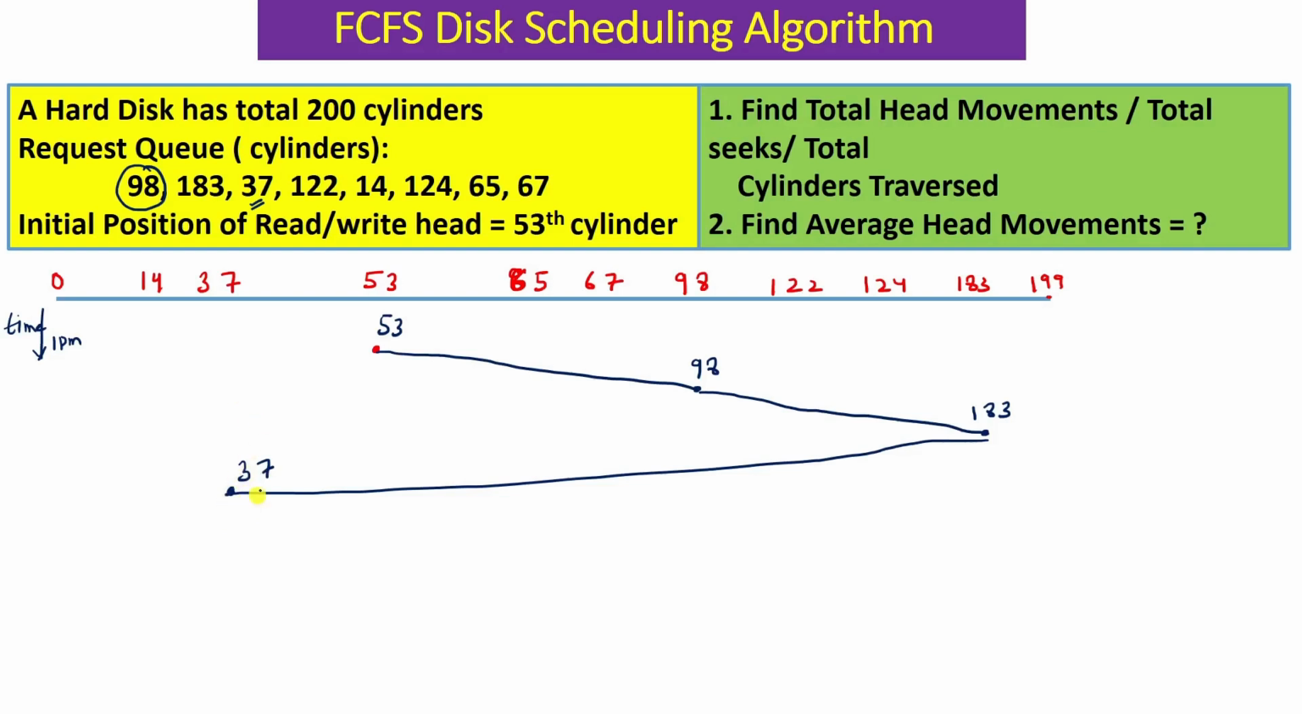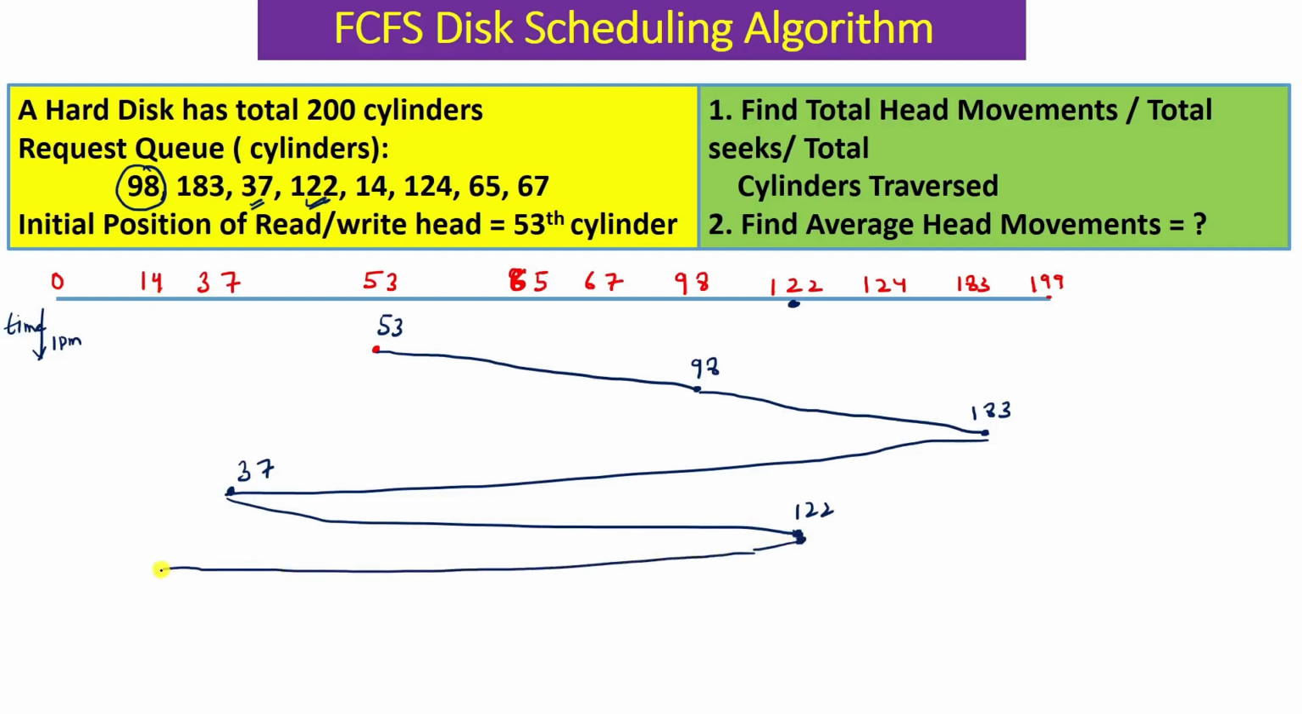So after 37 is serviced, now I have to go to 122. Now 122 is not in this direction. This is in this direction. Here it is, 122. So I'll go to 122. Then I'll go to 14. Now again, it will change the direction. So 14 is here. So the direction will be changed. It will be here.